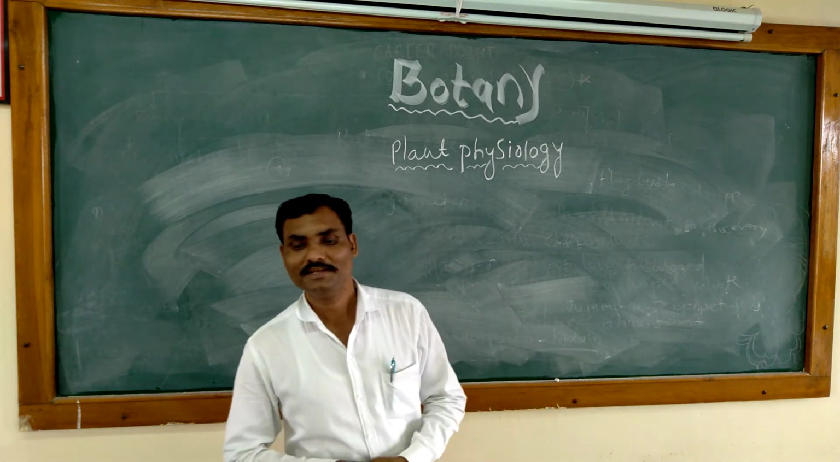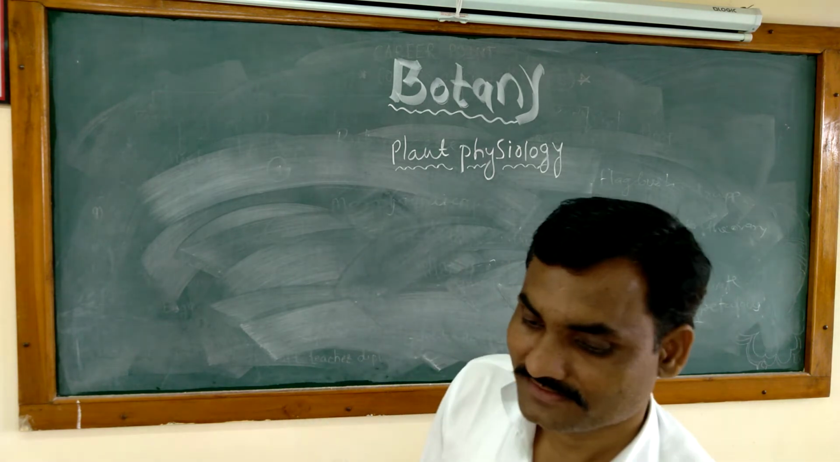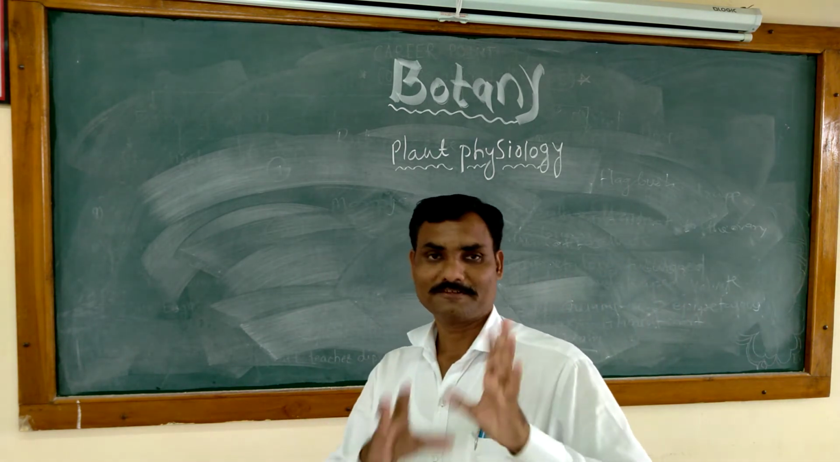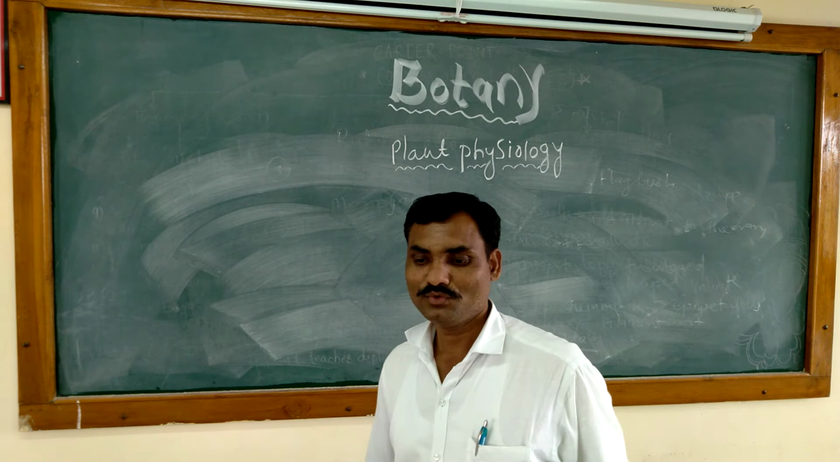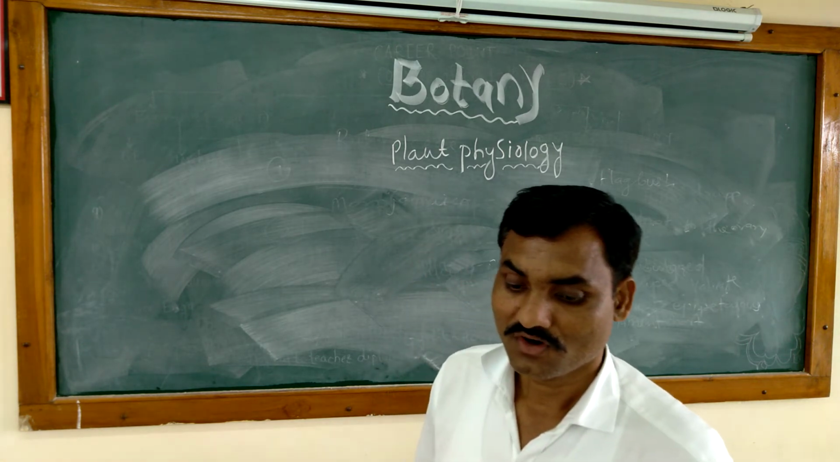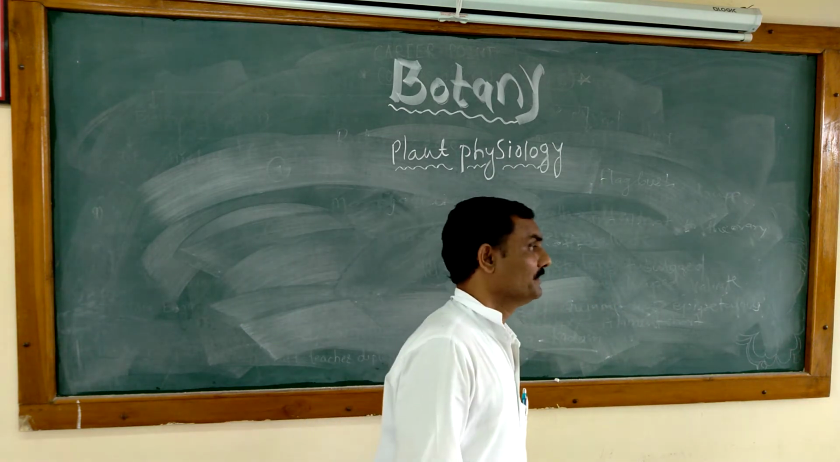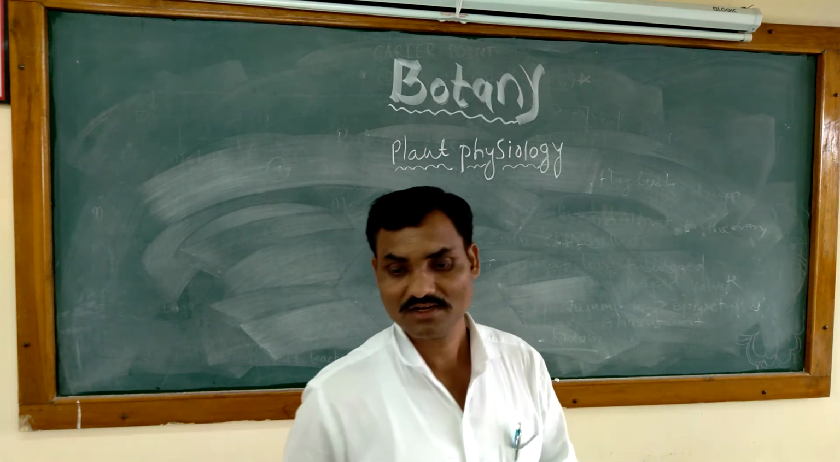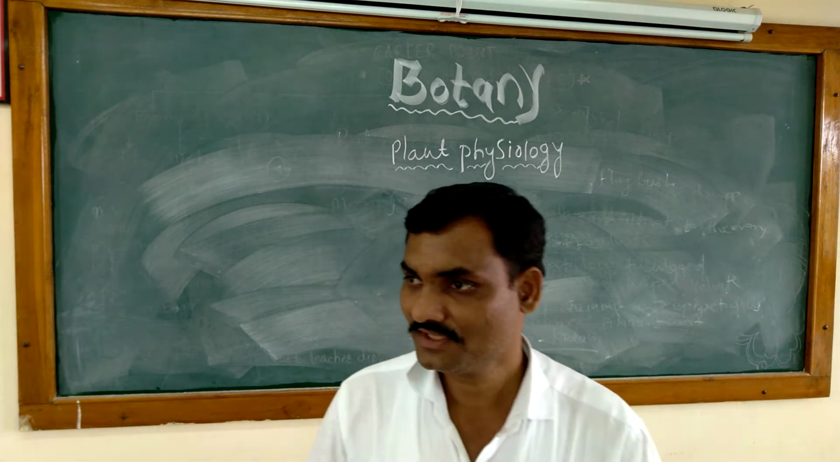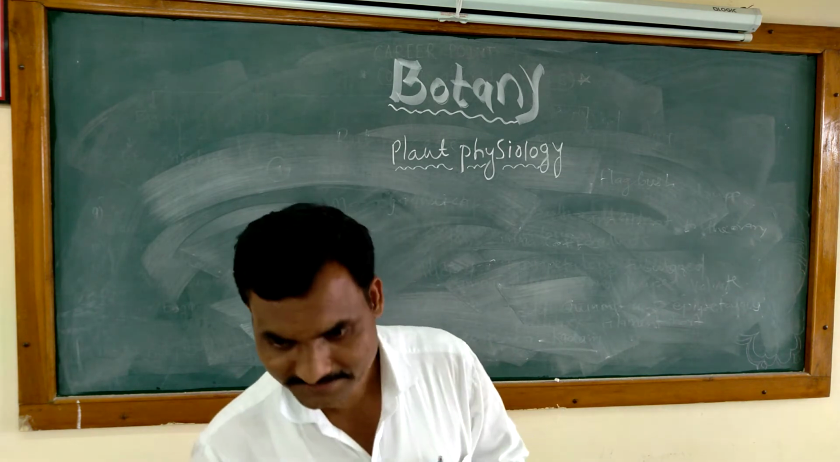And the third, very important definition of plant physiology is that it is the science which deals with the functions of cells, tissues, organs or the plant as a whole. That means it is the study of the structure and functions of one part or of the whole plant.